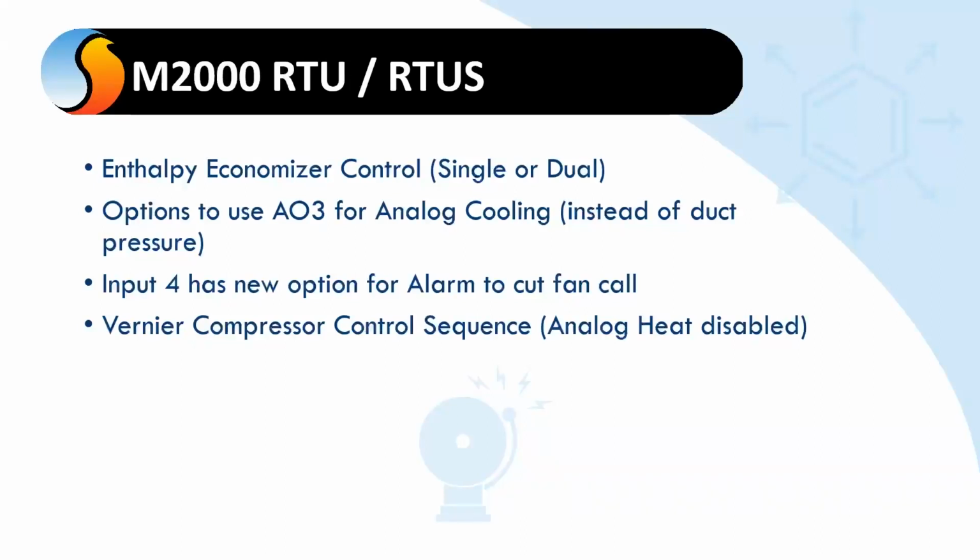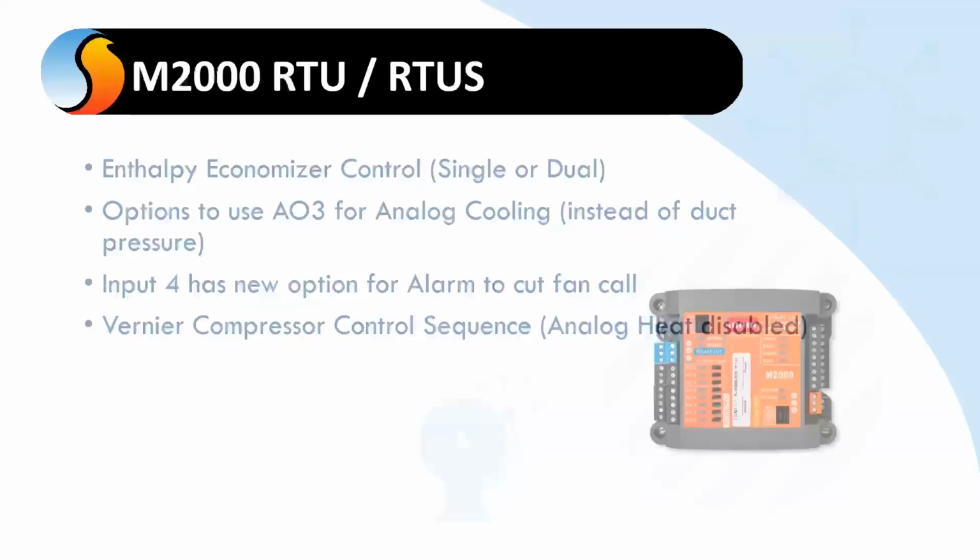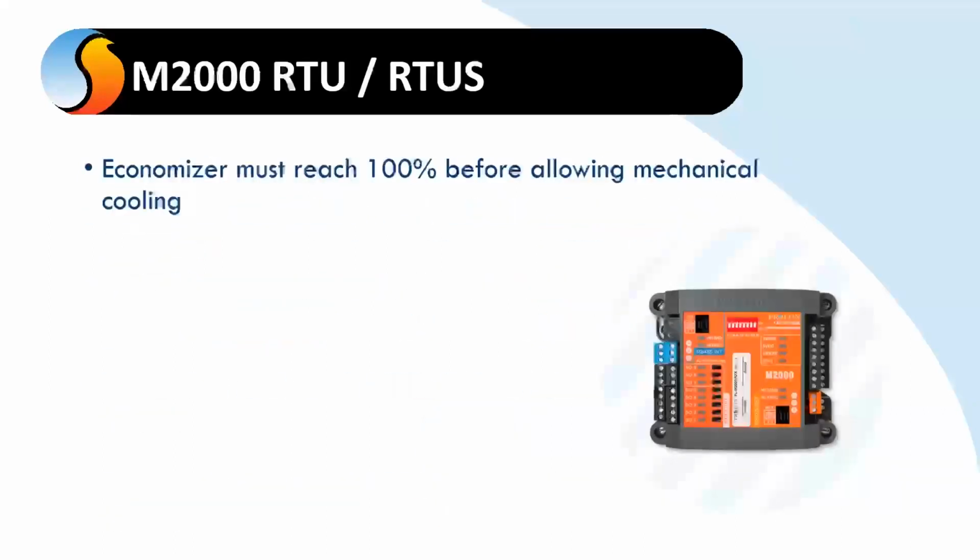We did make one change here with the RTU in the economizer. Typically you're going to control off of discharge air on that. We do require now that the damper opens 100% before allowing mechanical cooling to kick in. So I know I've thrown a whole bunch of stuff at you. Let's go take a look at setting some of this stuff up in Focus.